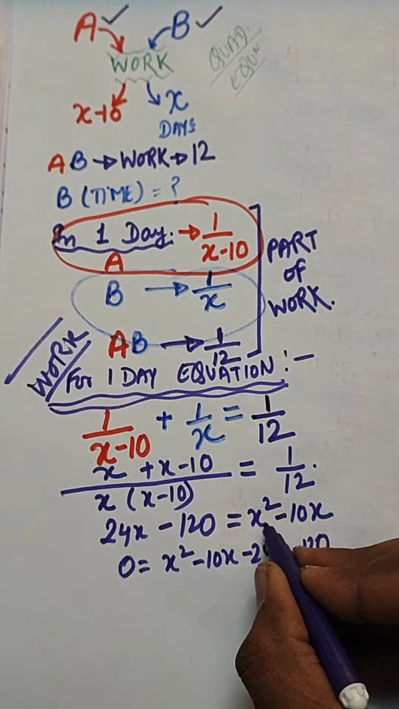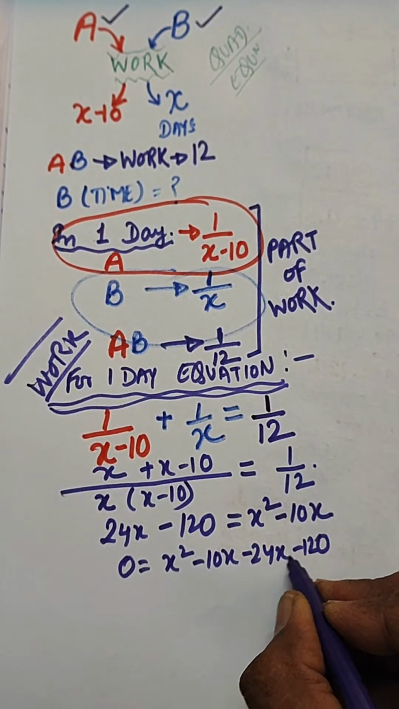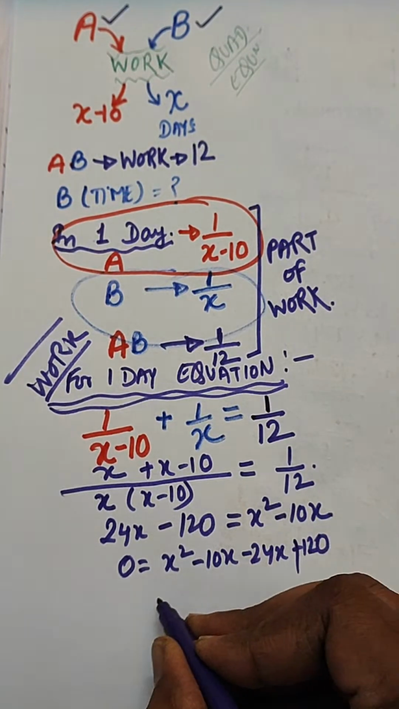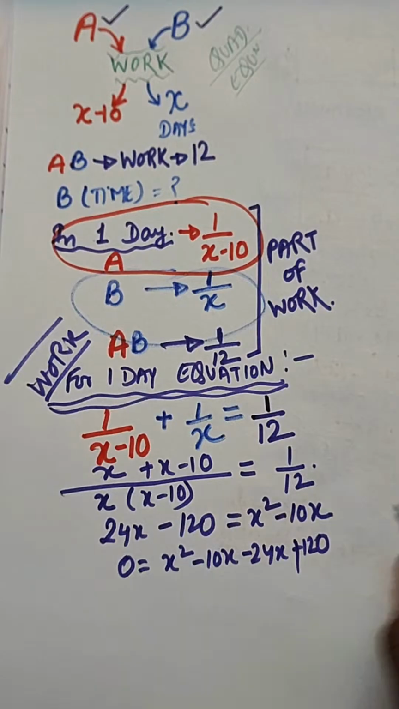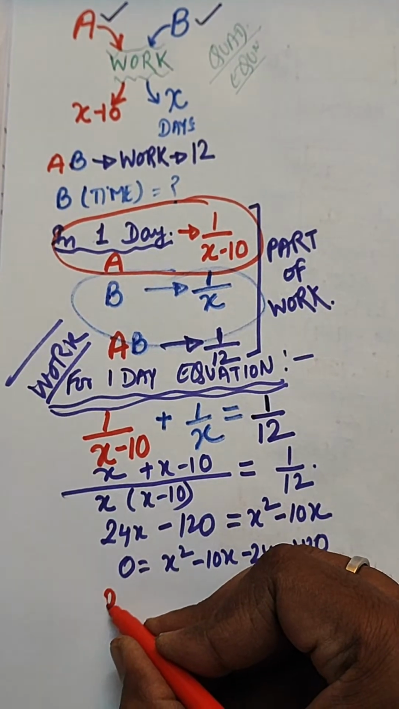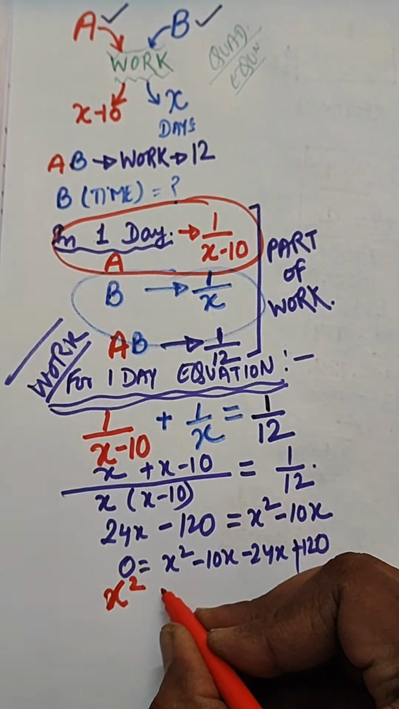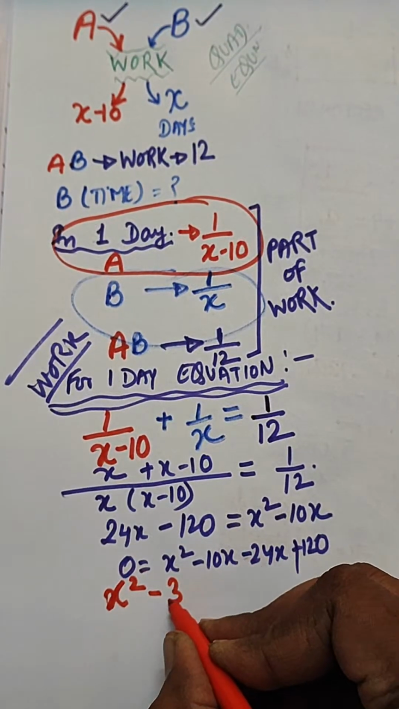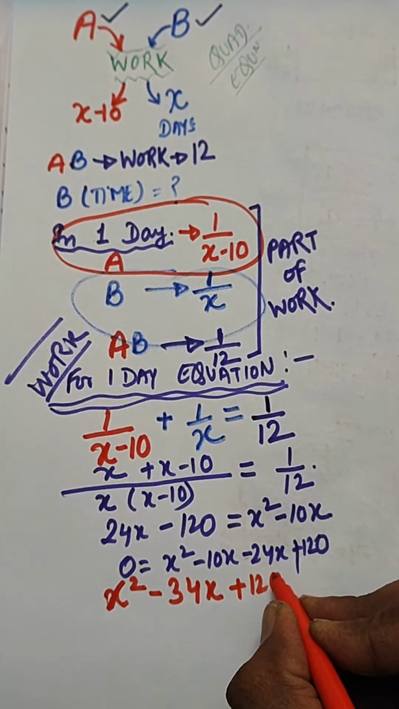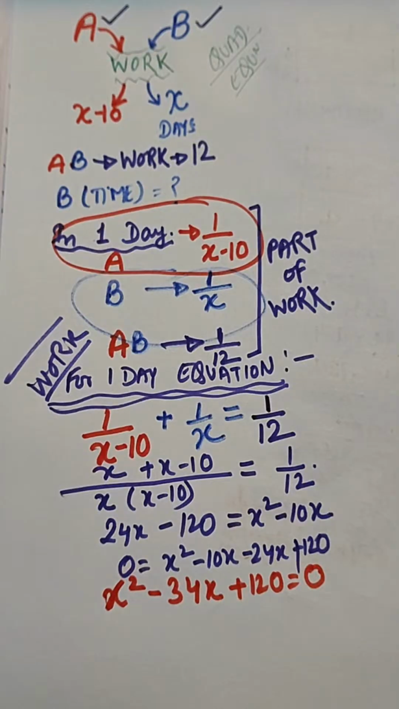Minus, so x square minus 10x minus 24x. So minus 120, when going to the RHS, it becomes plus 120, right? So just you can see we are going to form a quadratic equation. Which quadratic equation? The quadratic equation is like this: x square minus 34x plus 120 is equal to 0. This quadratic equation is formed, my dear friend.